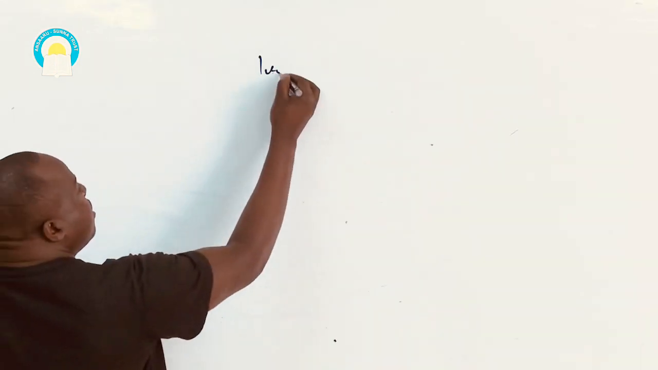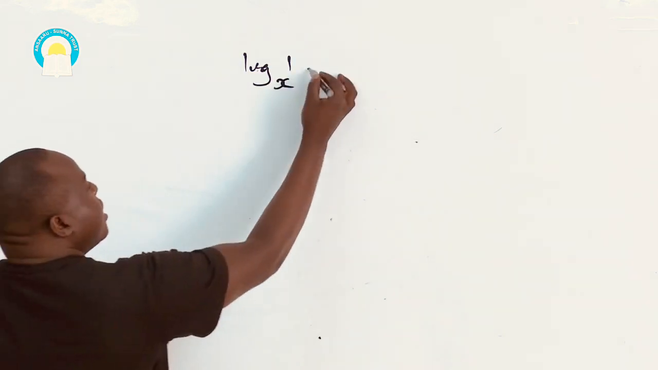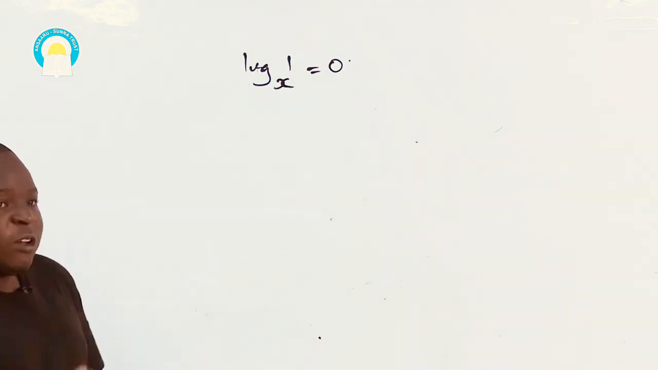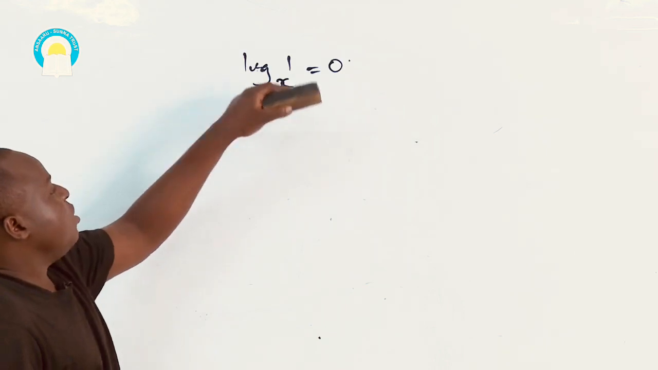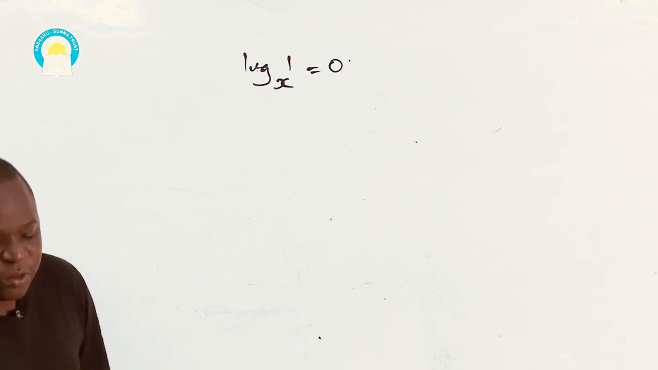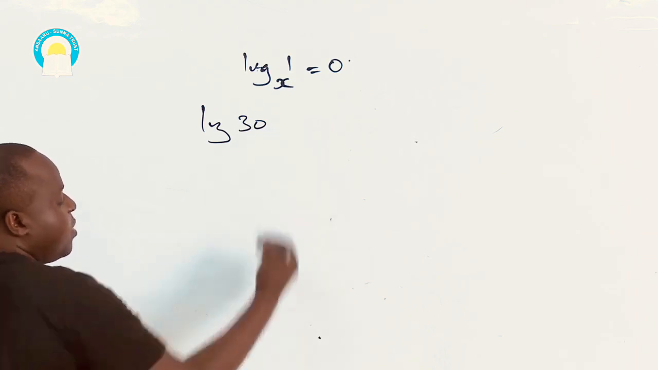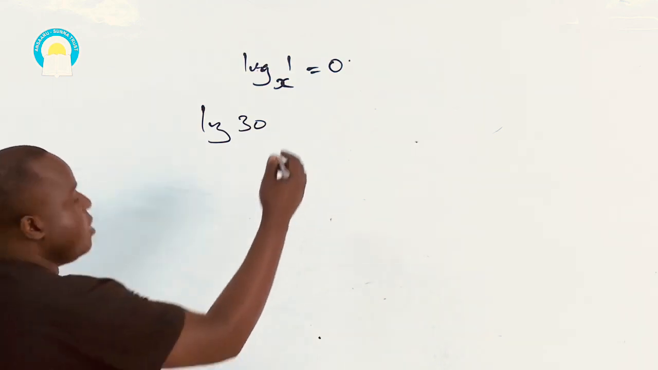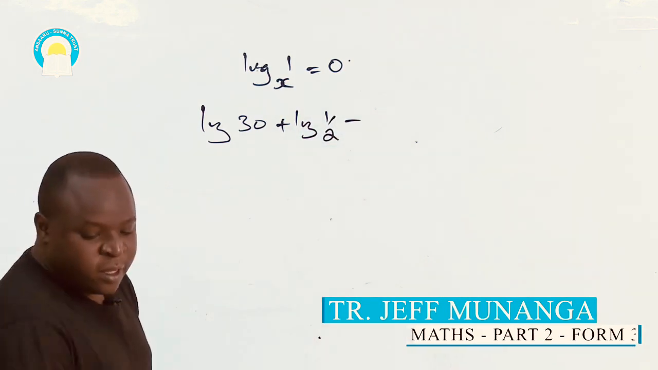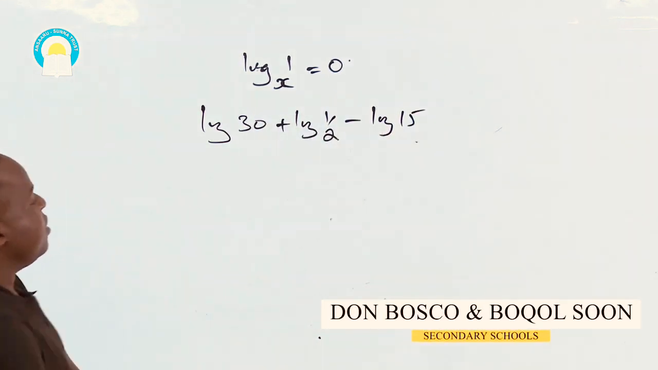So consider that. Before I use the example, remember the law. The law is log 1 base anything. So it can be any value. The answer should always be 0. So anytime you have log 1, remember to write 0. Or in logs, anytime you have a 0, you can write 1 to the base of anything. Okay, the example I use: simplify log 30 plus log a half minus log 15. I'm supposed to simplify this.